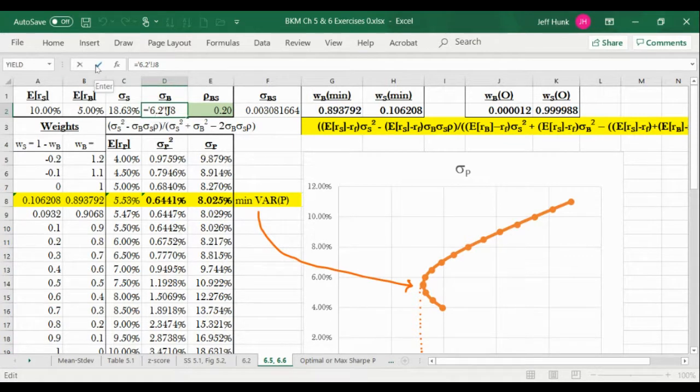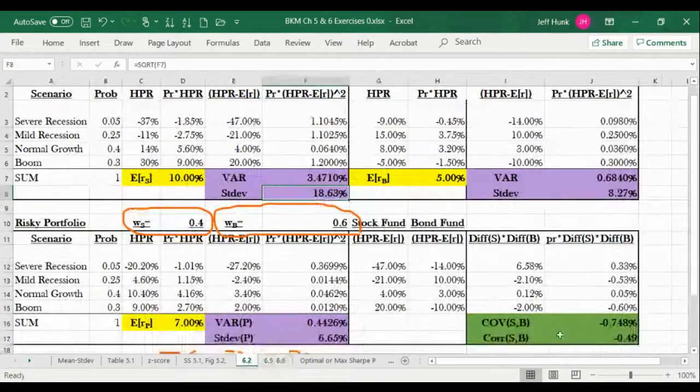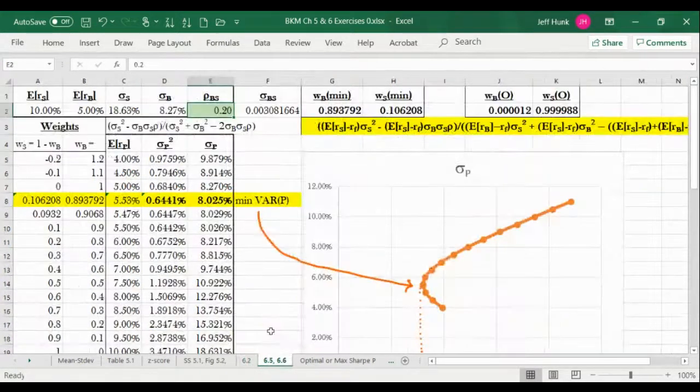And then you might wonder, what about the correlation, wasn't it negative 0.49? Yes, that was our correlation, but the textbook used a more realistic and empirical correlation. So this was entered manually, 0.2.